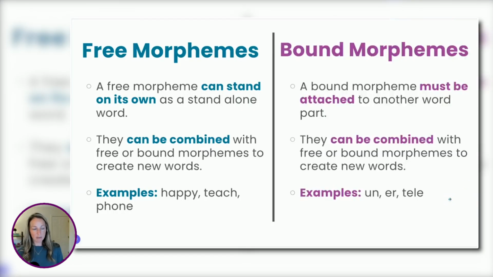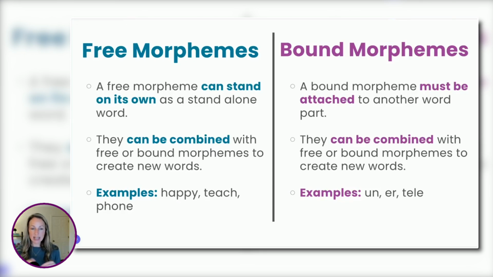So the other type of morpheme, and this is what we typically teach our students, is a bound morpheme. Now, a bound morpheme must be attached to another word part. It cannot stand on its own, but it still has its own meaning. So they can be combined with free or additional bound morphemes to create new words. So, for example, the prefix un is a bound morpheme, the suffix is a bound morpheme, and the root tel is a bound morpheme.